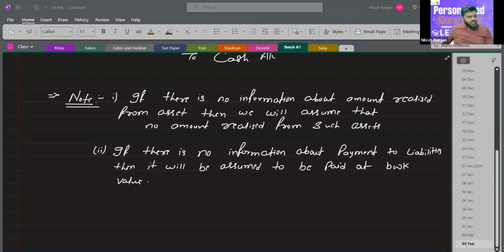Now, is there any concept left in this chapter? Because we have completed everything. I told you about if any asset is taken over by any liabilities. There is no other concept left in this chapter.